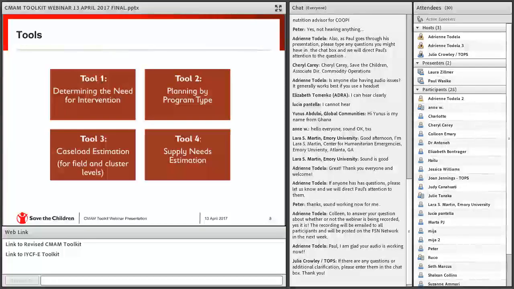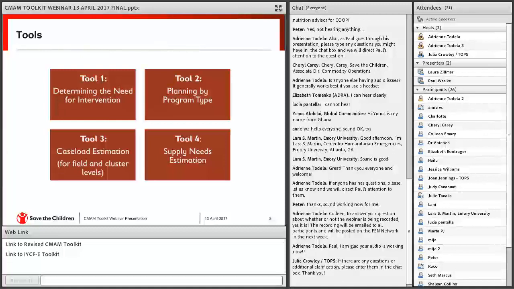Yeah, and in addition to the various sections, we also have the tools that are quite critical in the implementation of CMAM, which I mentioned earlier, which is determining the need for intervention, but also we have planning by program type. So we have the different components of CMAM. So the tools that are in there will be able to help one plan on what they really need, basically the planning process as part of the program cycle management.